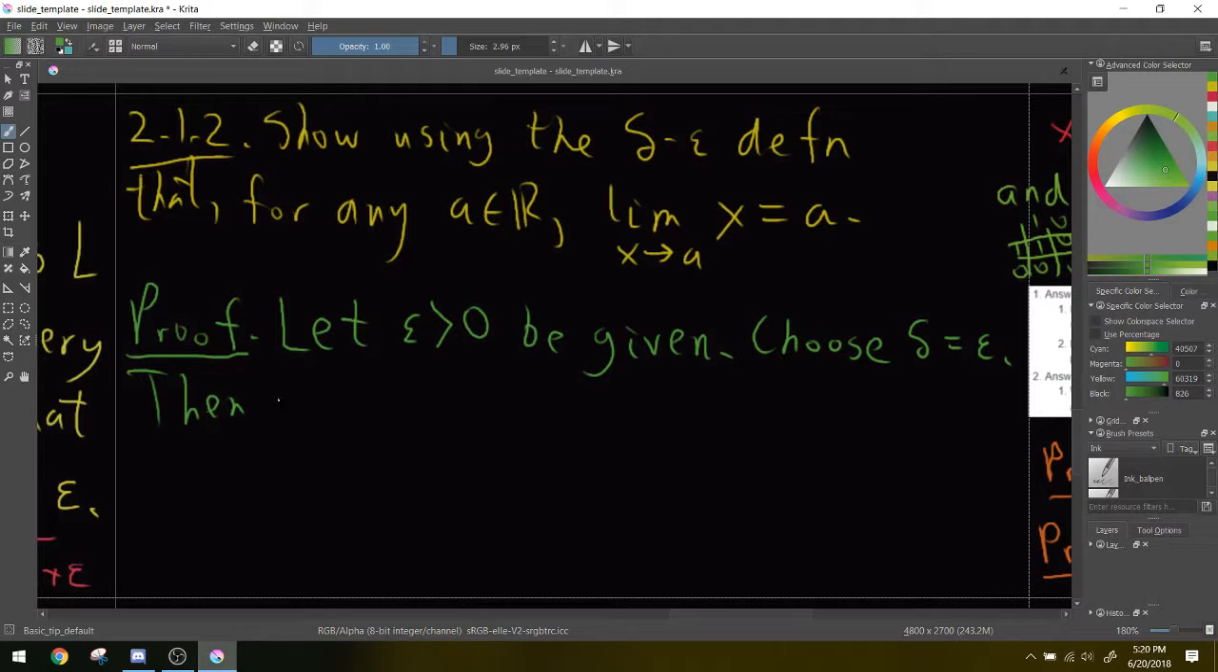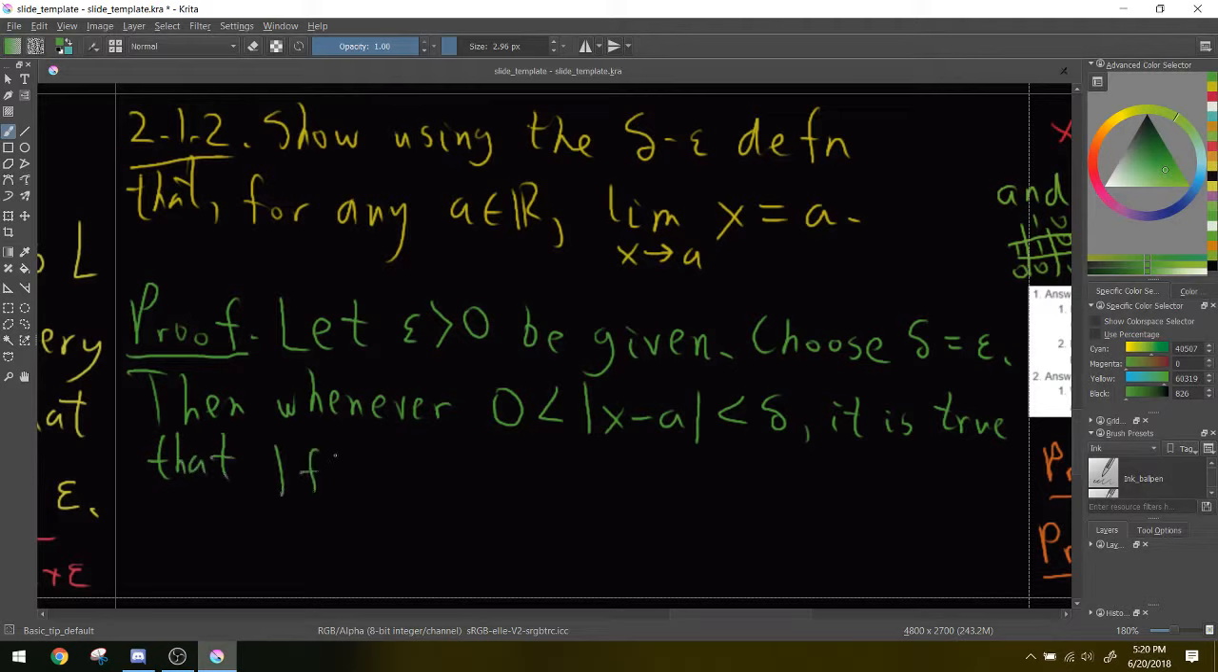So then, and this is where you need the definition, right? Whenever 0 is less than the absolute value of x minus a is less than delta, it is true that the absolute value of f of x minus a is less than epsilon, which is the same as delta. Here f of x is simply the same as x, because the function whose limit we're taking is x.